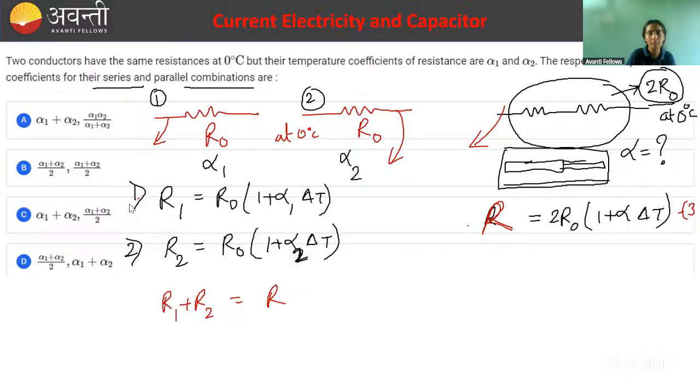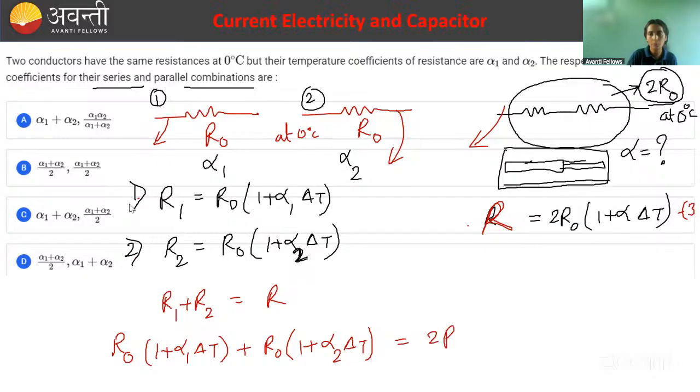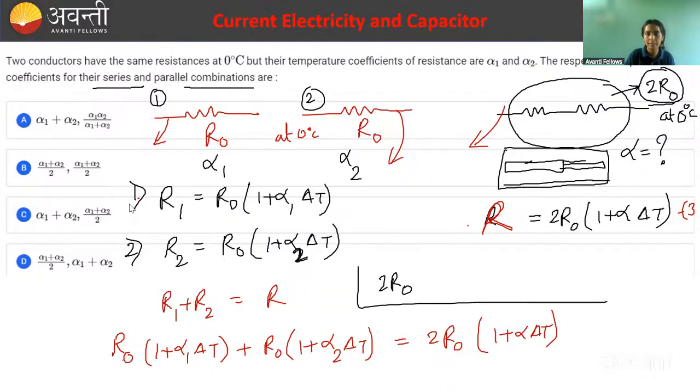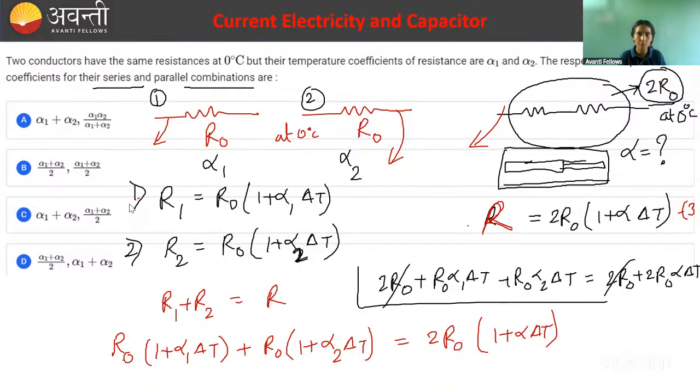Now you put the values. If you put the values here, what will you get? R naught (1 plus alpha 1 delta T) plus R2, that is R naught (1 plus alpha 2 delta T), and this is equal to how much? 2R naught (1 plus alpha delta T). Now let's do the calculation. If we go on to solve it, this R naught plus this R naught will become how much? 2R naught, and this is R naught alpha 1 delta T. So write here R naught alpha 1 delta T, and this is R naught alpha 2 delta T, and this is equal to 2R naught plus 2R naught alpha delta T. Now this will get cancelled, and R naught will get cancelled from both sides.